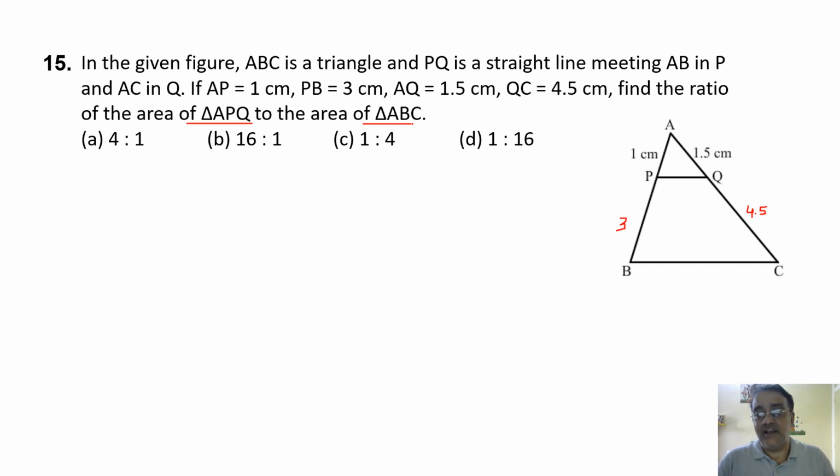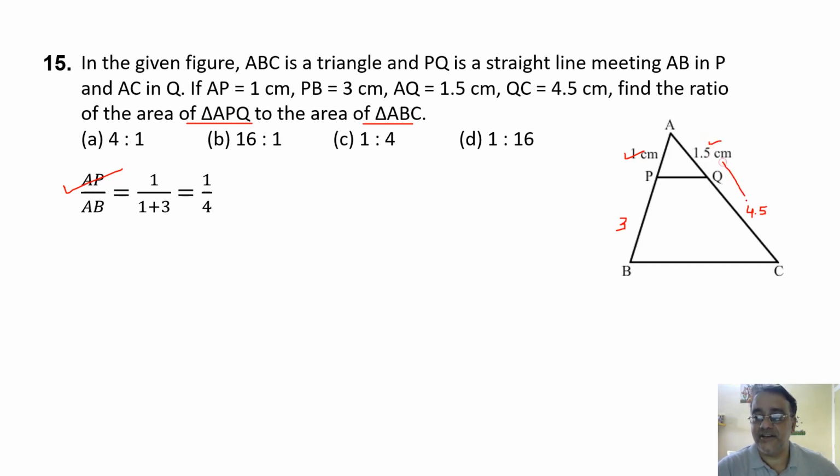So now, we have to show that these two triangles are similar. Then only we can use theorem 6.6, right? So let us start with AP upon AB. AP upon AB will be 1 upon 1 plus 3, that is 1 by 4. This is clear? Yes, sir. Next one, AQ upon AC.